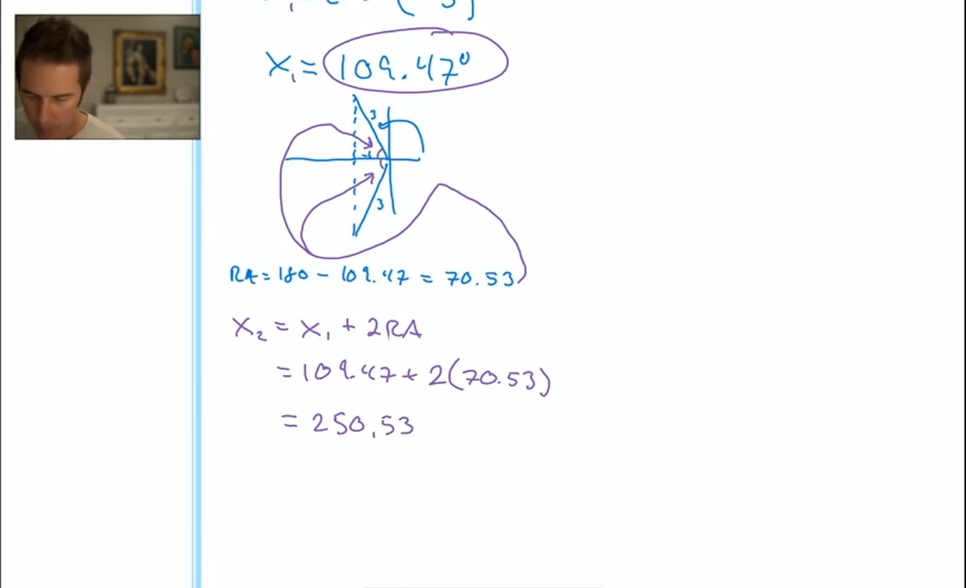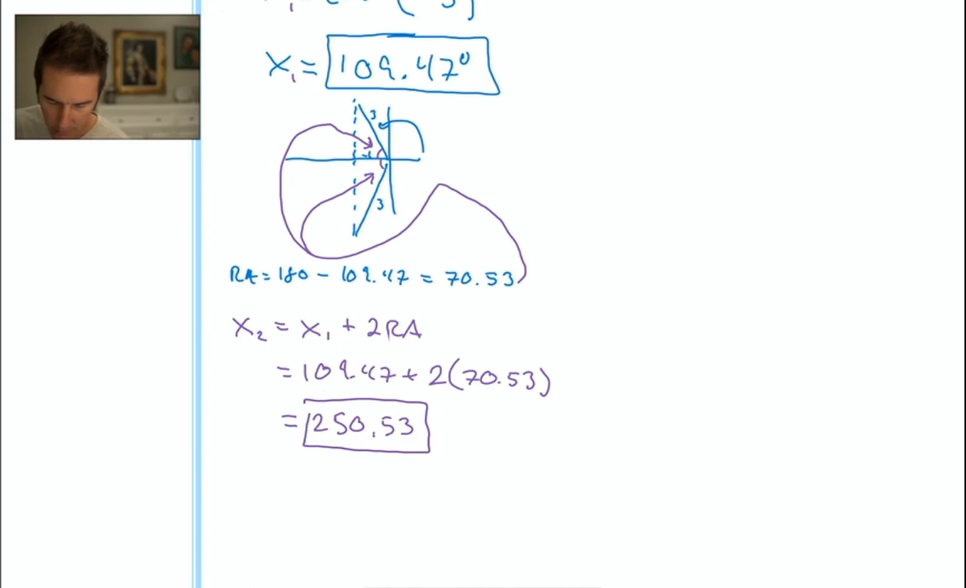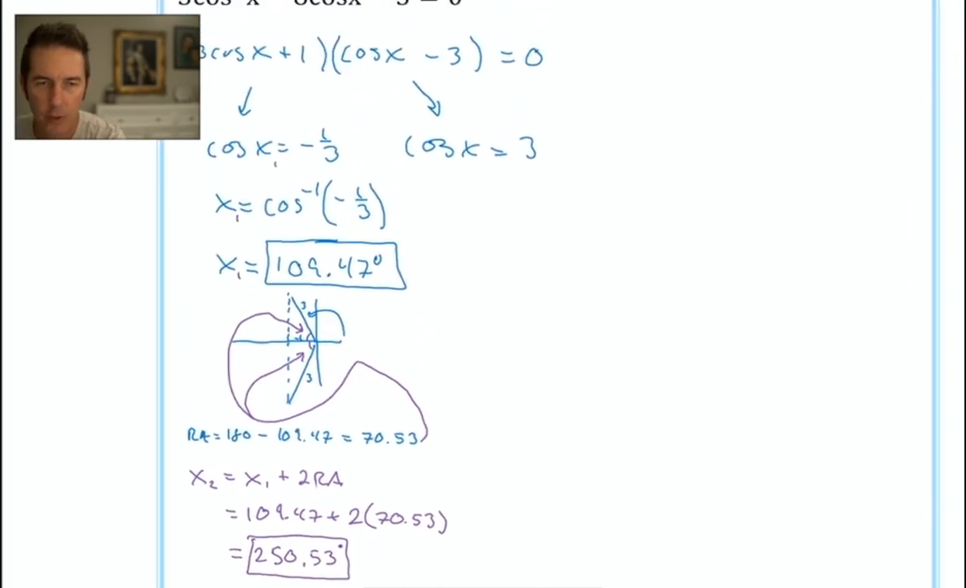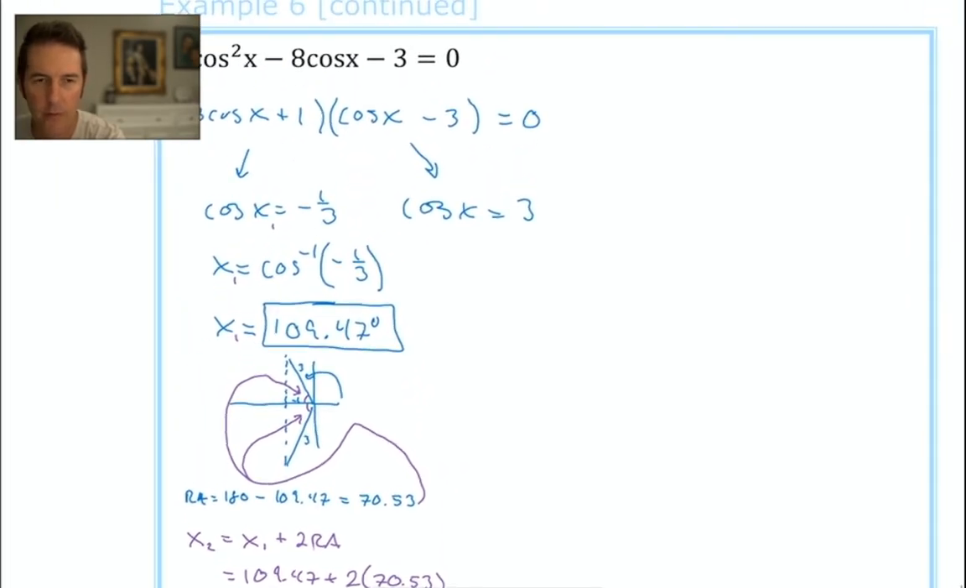Nice. I had put a circle around the 109.47 before. I'm going to go back and erase that and make it a box, because that was a final answer. That was a good angle measure. And then I'm going to put a box around this 250.53 degrees. I'm going to get a little degree mark on it. There we are. It's not much of a degree mark. So those are two solutions. Those are the two solutions that are within one full rotation between 0 and 2 pi, or in this case, I chose to do it between 0 and 360 degrees.